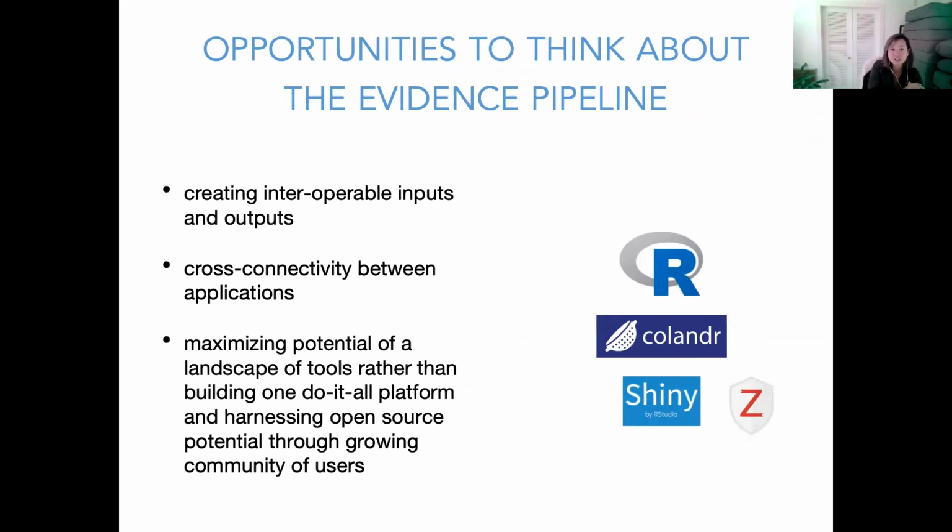So in conclusion, our experience running and developing Colandr has taught us a lot about how we can improve the overall evidence pipeline, from the generation of information to the synthesis of evidence to its actual use. And if anything, Colandr has really shown us that an open source model really allows us to maximize cross connectivity between applications, which then means we can leverage the potential of this entire landscape of tools for evidence synthesis instead of trying to build a single do-it-all platform, and really harness that creativity and the energy of our growing user community.